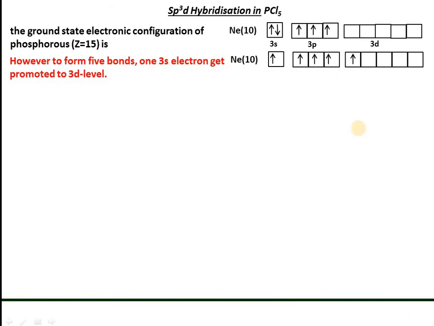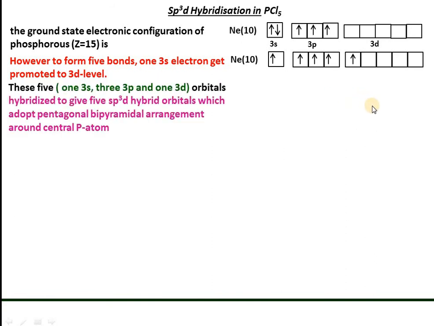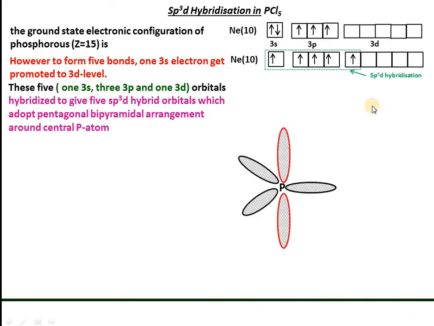Like this, now phosphorus is having 5 half-filled orbitals, which is equal to the number of bonds phosphorus is going to form. And we have already calculated roughly that in PCl5 the hybridization is sp3d. That means that one 3s, three 3p and one 3d orbital in case of PCl5 will undergo hybridization to give 5 sp3d hybrid orbitals, which adopt trigonal bipyramidal arrangement around the central phosphorus atom like this.